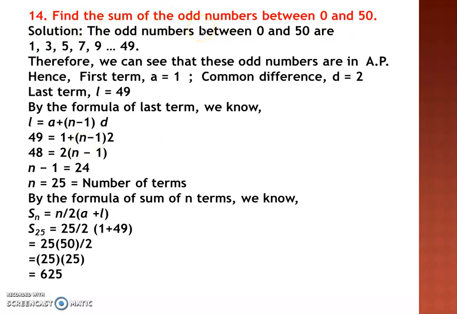Find the sum of the odd numbers between 0 and 50. So odd numbers starting from 0. So 1, 3, 5, 7, 9 till 49. So these are the odd numbers between 0 to 50. Now here first term we know, common difference also we know it is 2 and last term also we know it is 49. So you will first find what is the number of terms, that is between 1 to 49.